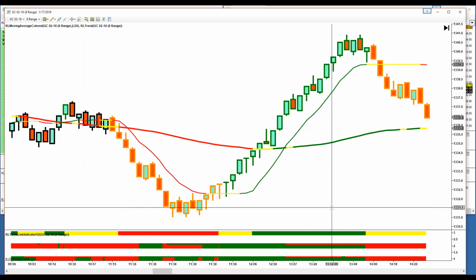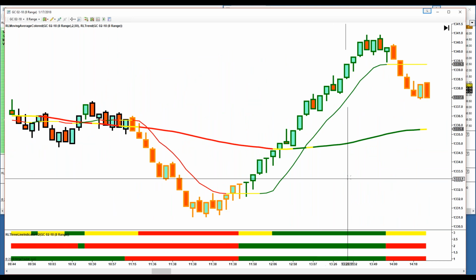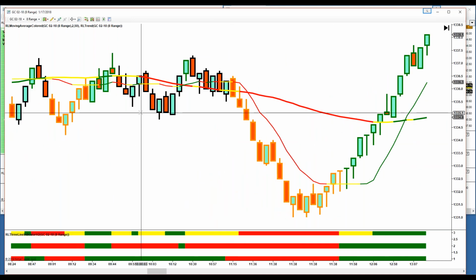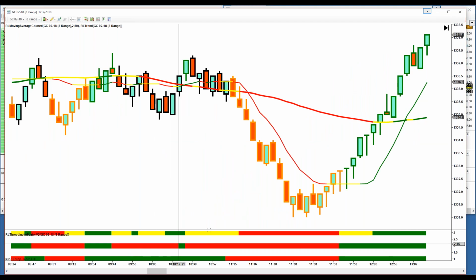So look at them, and look at the long move. So now here's chop, where none of these things align.